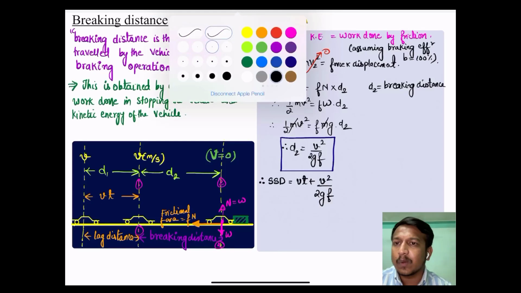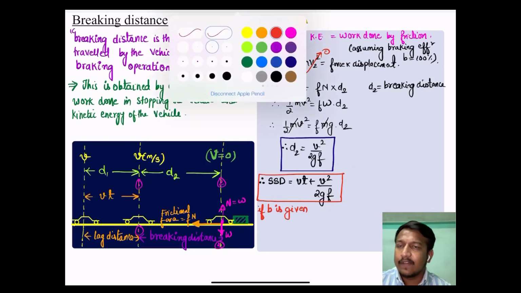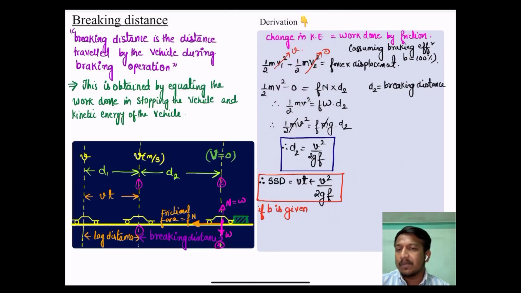Braking distance is V square divided by 2GF. Therefore, SSD you can write as V into T plus V square upon 2GF. If braking efficiency is given, say 70%, 50%, 80%, then B is given, and SSD becomes equal to V into T plus V square upon 2G F into B.